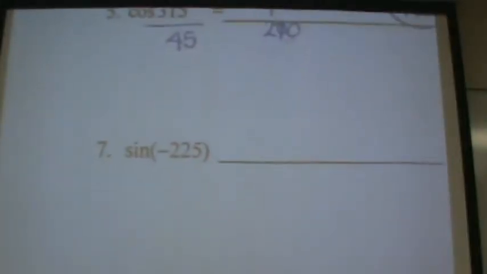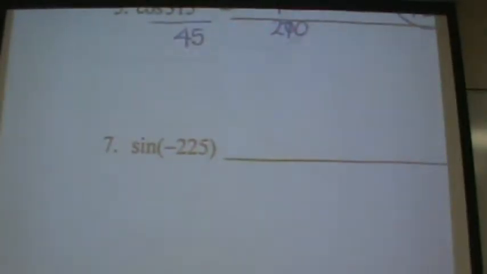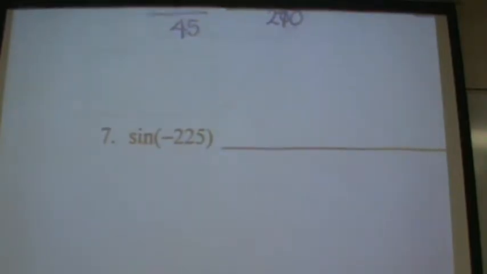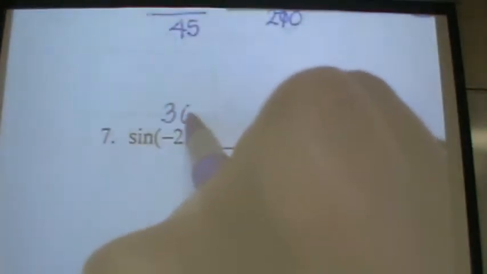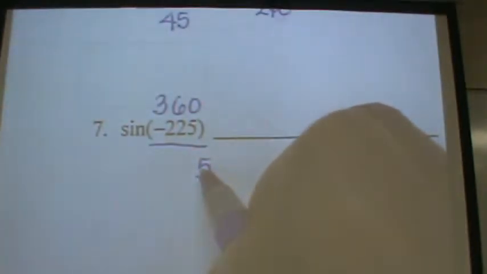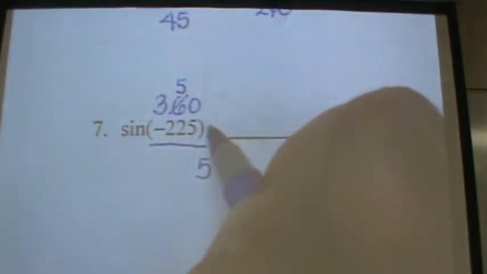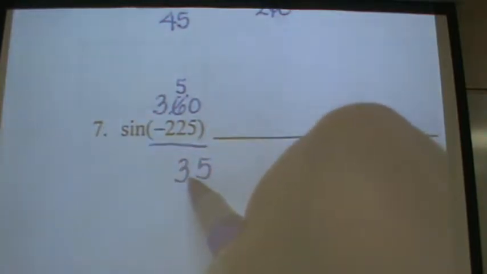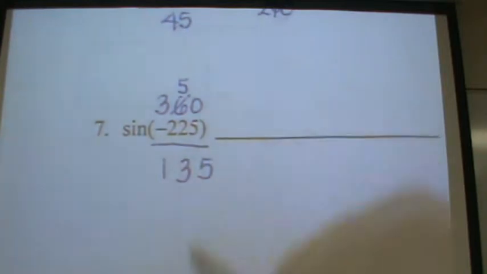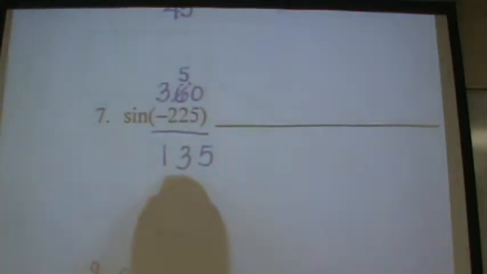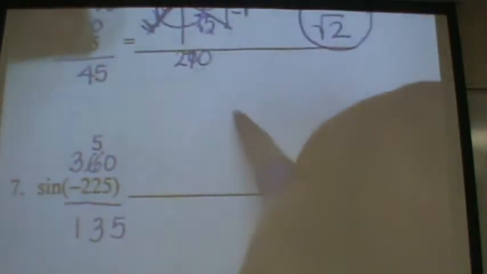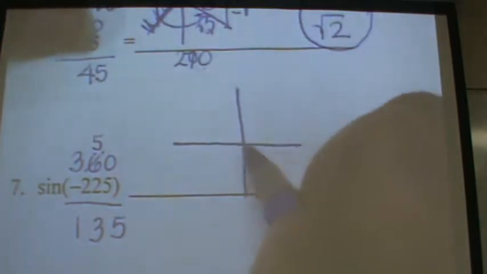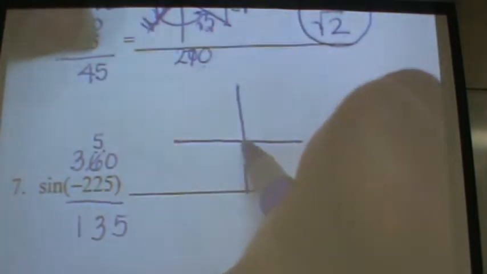Okay, so I don't like this big negative angle. What could I do to get a coterminal positive angle? Add 360. Yes, if we added 360 to this, where are you at? You're at 135 degrees. So in other words, 135 degrees is coterminal to negative 225.